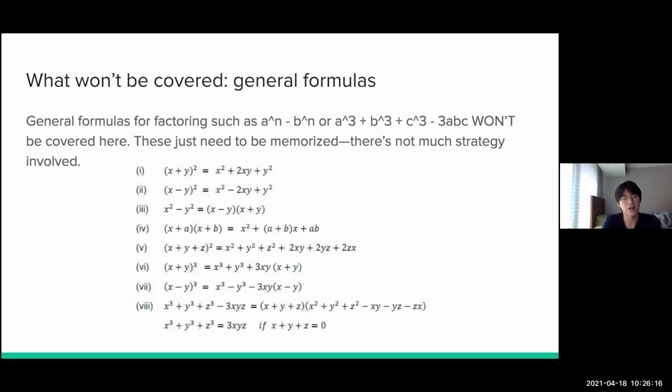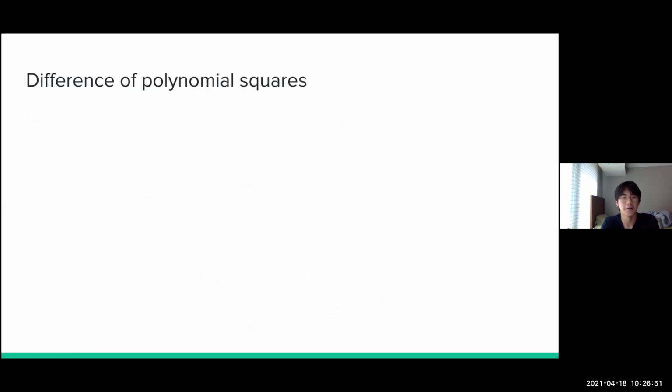But what won't be covered here are general formulas. General formulas for factoring, such as a to the nth power minus b to the nth power, or say a cubed plus b cubed plus c cubed minus 3abc, won't be covered in this lecture. Quite frankly, these just need to be memorized. There's not a lot of strategy involved, and I'm sure you can find lists of common general formulas that you simply need to memorize. There's no way around memorizing these formulas. But I won't be covering them today because I want to talk more about strategy rather than things you need to know. So I think the first interesting strategy is difference of polynomial squares.